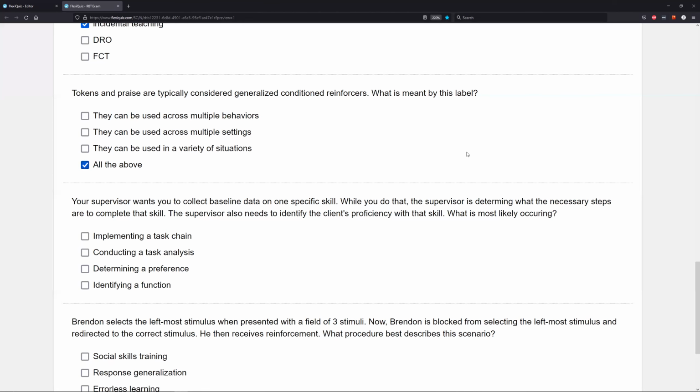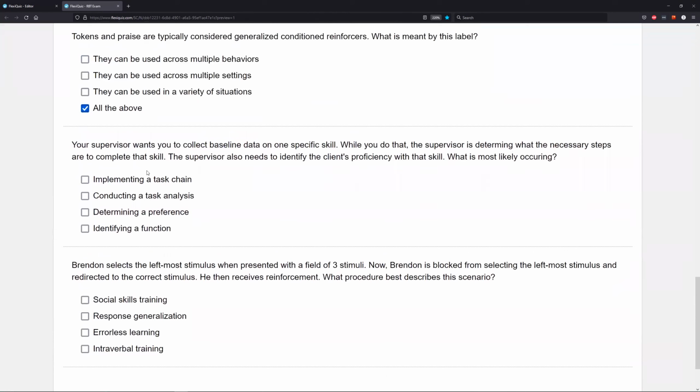D is best. Your supervisor wants you to collect baseline data on one specific skill. While you do that, the supervisor is determining what the necessary steps are to complete that skill. The supervisor also needs to identify the client's proficiency with that skill. What is most likely occurring?